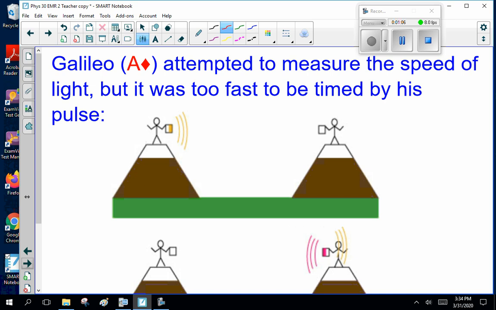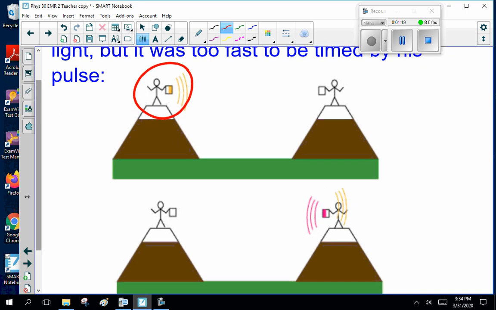So what he did was he had an assistant stand on a mountaintop and he would open a lantern, and the light would travel to a servant on a mountain about a mile away, or 1.5 kilometers. When the servant saw the light, he would open his lantern, and the light would come back to Galileo. Now the trouble was, he only had his pulse.